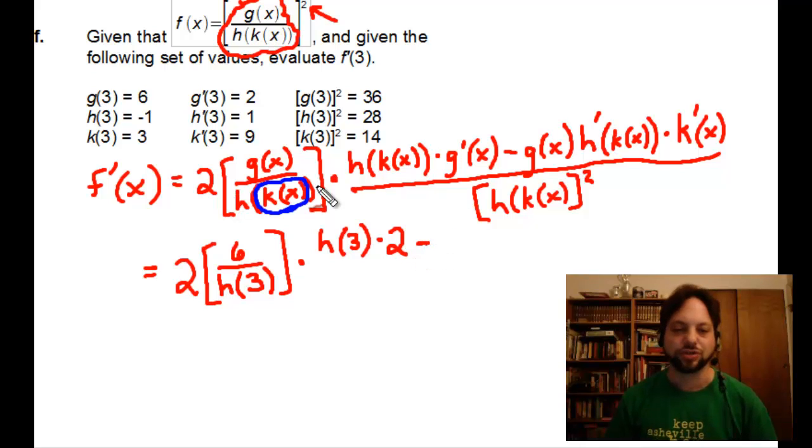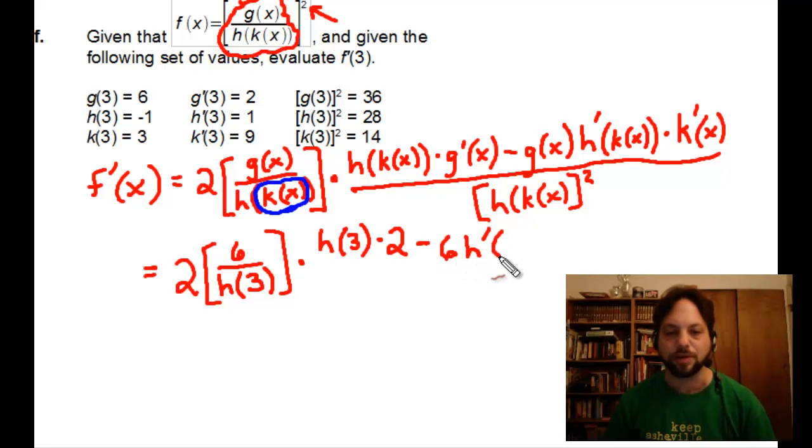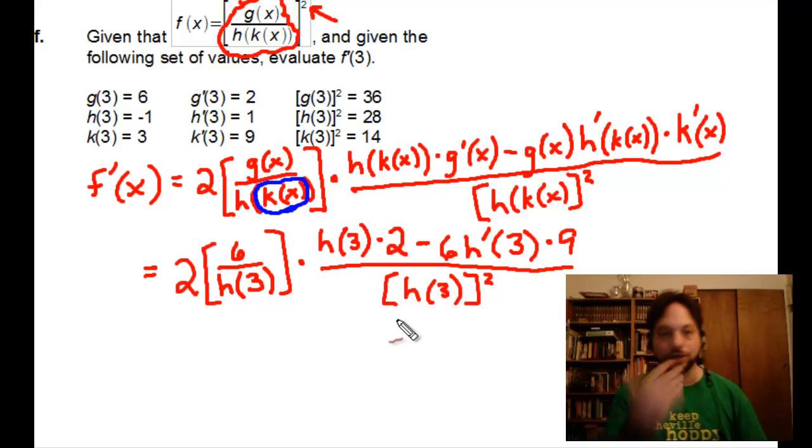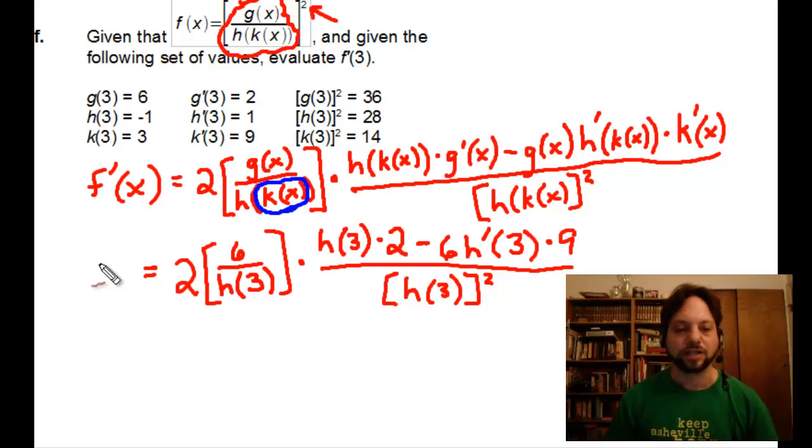All we had to do was just do the derivative, and now we're just having a lot of fun plugging in numbers. Good times. So we'll have 6 times h prime of k of 3, which remember k of 3 we said was 3, times k prime of 3. And that's given to us here as 9. So there is our numerator. In our denominator, we'll simply have h of 3 quantity squared. So, good times, good times. This is a lot of fun. Let's go ahead and continue working this out.